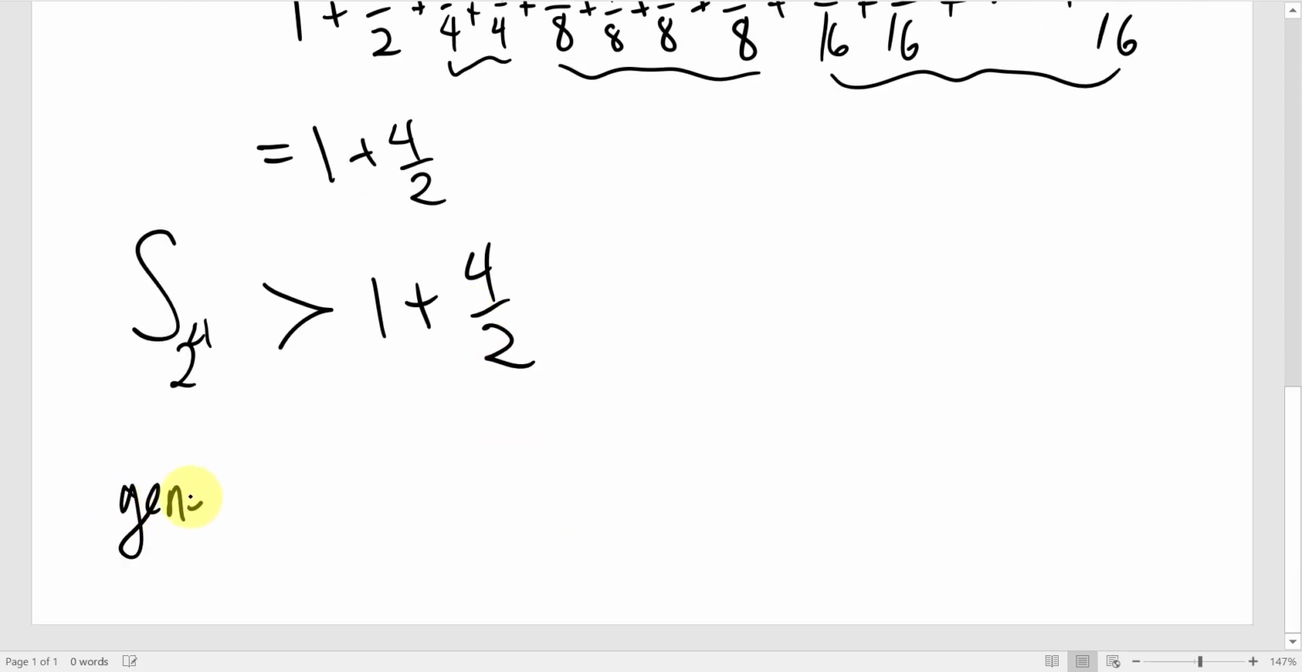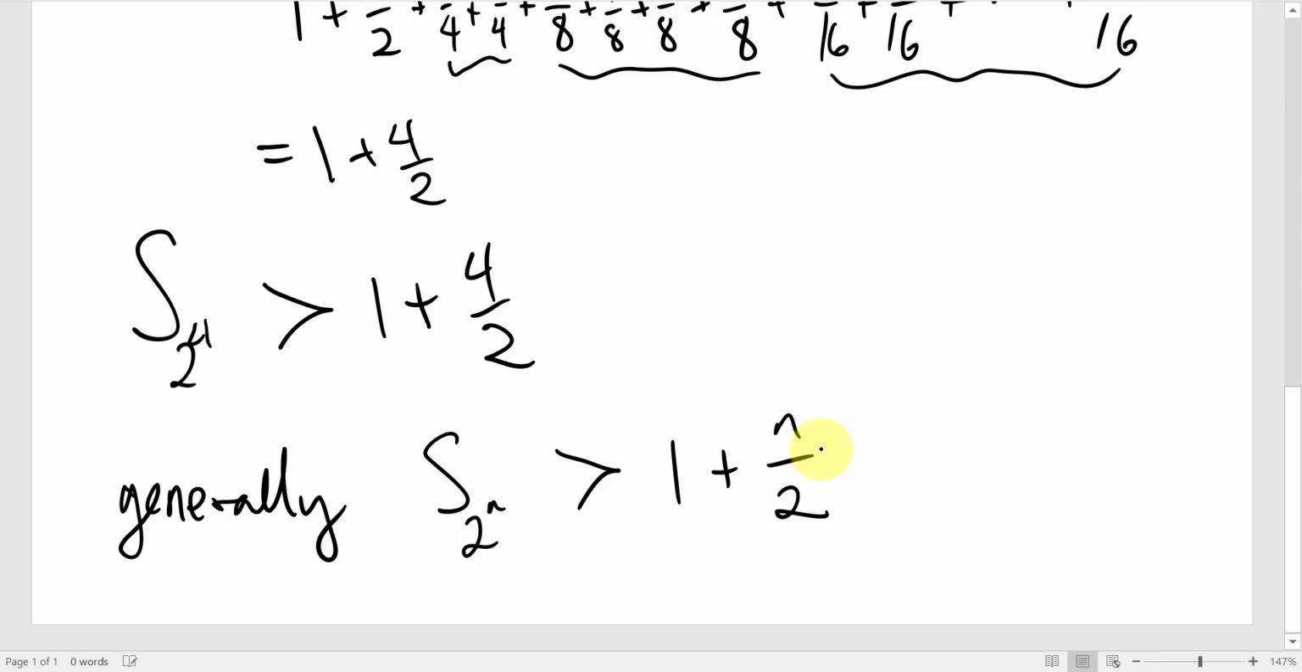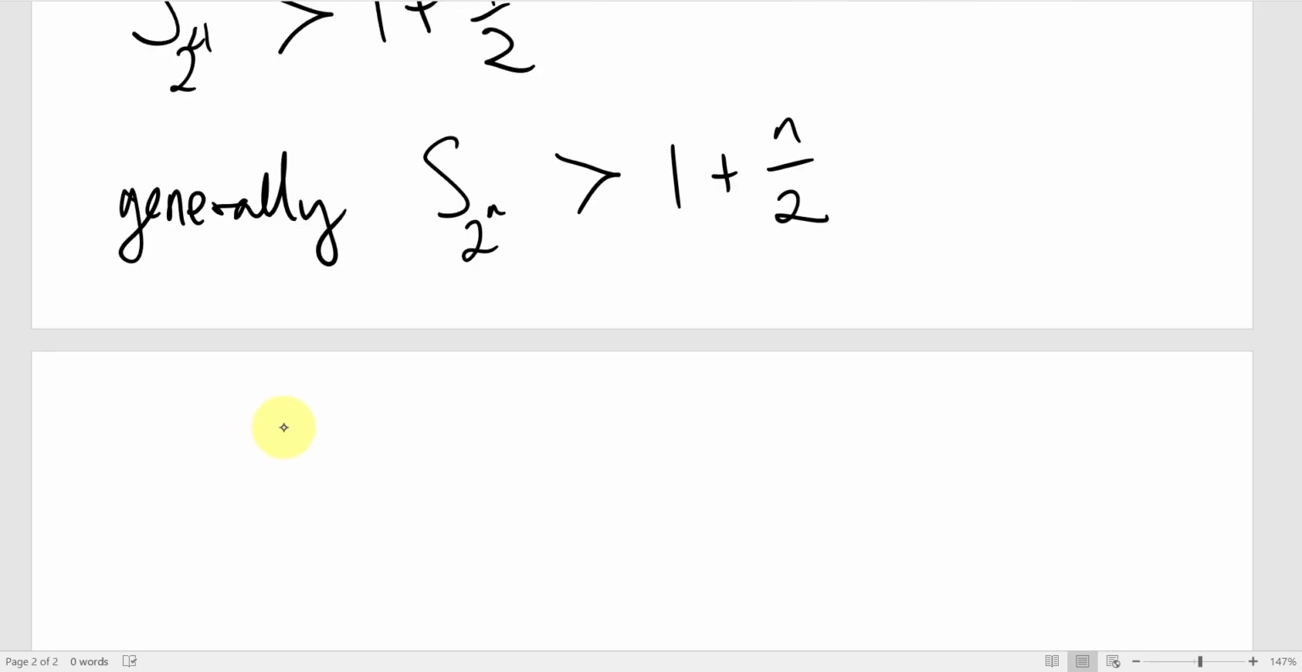And so I would say generally, you can add as many terms as you want, and you will always be larger than any value. So we could say that if you just keep doubling the number of terms, you can have something bigger than any number you pick. So by doubling enough times, so 2 to the power n means how many times you double the number of terms, it will be larger than 1 plus n/2. So this means we could choose any number. Eventually the nth partial sum of the harmonic series will pass any number.